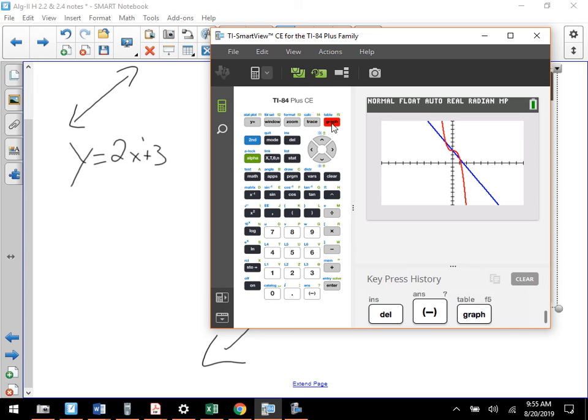Insert is right here at the delete. Hit second, DEL. It flips it over. First term's negative, exponents are odd. That's what it does. Okay.